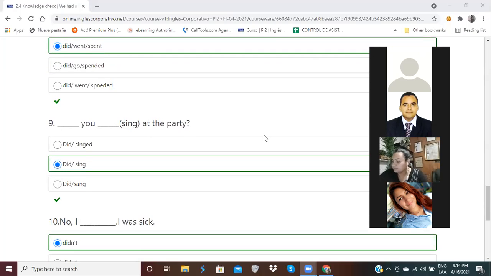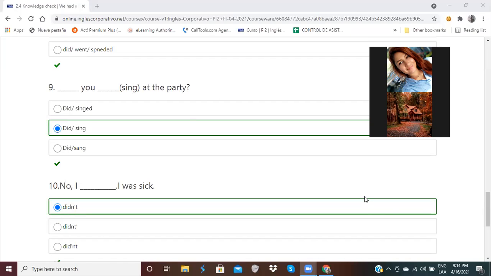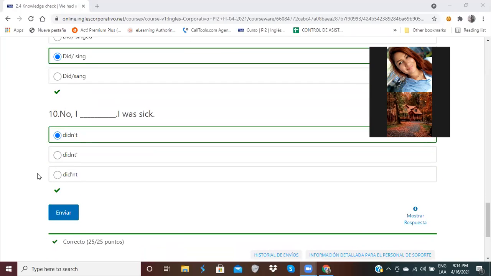The next one, number 9. Kayla Lopez. Did you sing at the party? Very good. And the last one, Manuel Alejandro, number 10.